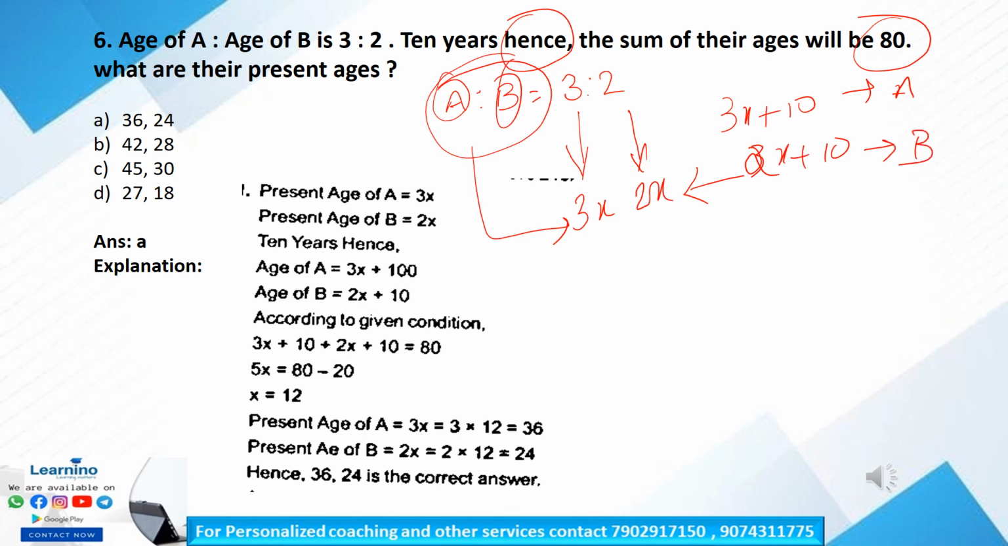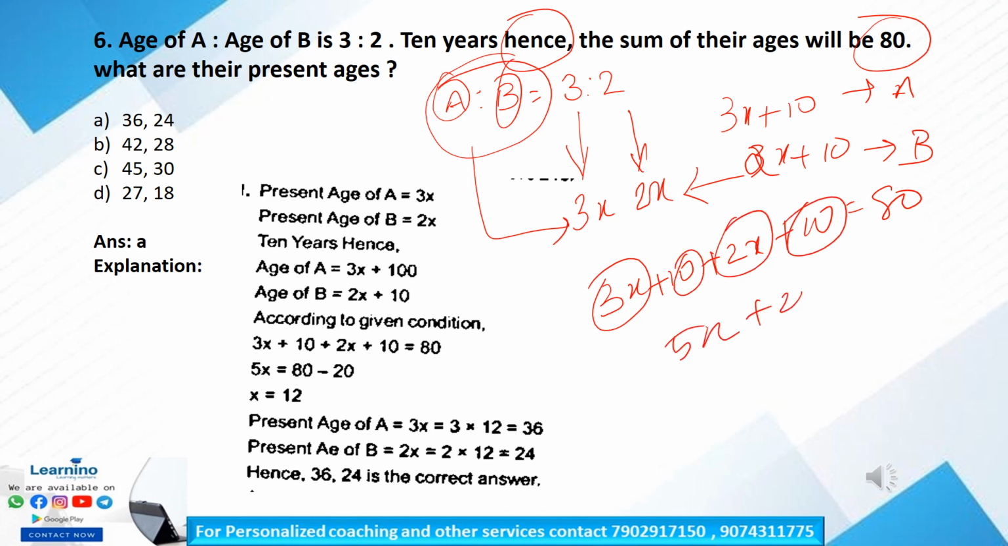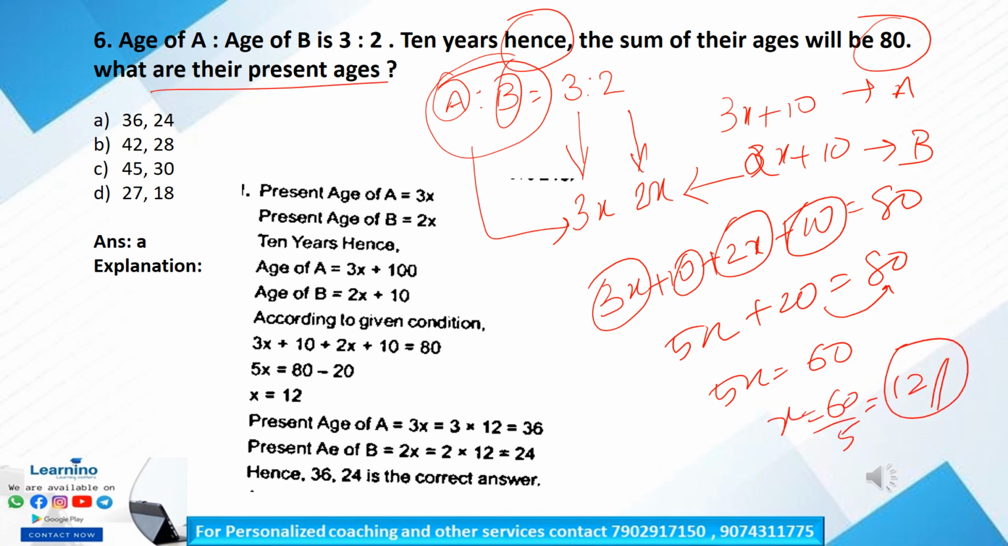The sum of their ages, that is 3x plus 10 plus 2x plus 10, is equal to 80. So what is 3x plus 2x? It is 5x. 5x plus 20 is equal to 80. So 5x is equal to 20 to the right hand side we will get 60. x is equal to 60 by 5, which is equal to 12. x equals 12. So what are their present ages?